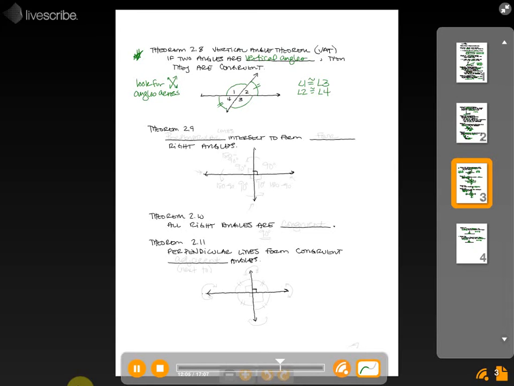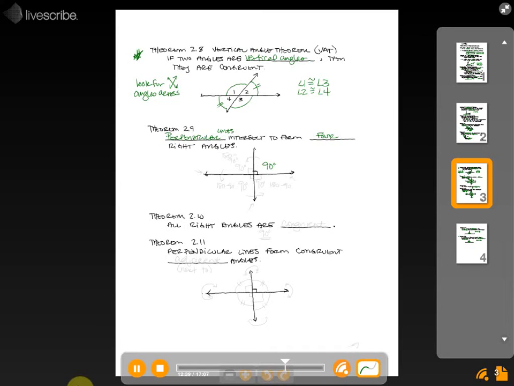Theorem 2.9 says perpendicular lines intersect to form 4 right angles. Now we've talked about perpendicular already. Perpendicular, we put that corner down, or that box down there in the corner, shows that when they intersect they make a 90-degree angle. So this first angle here is 90 degrees.